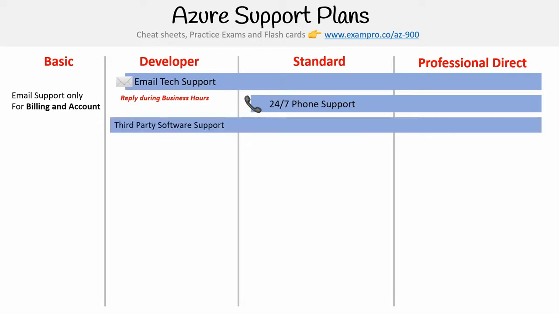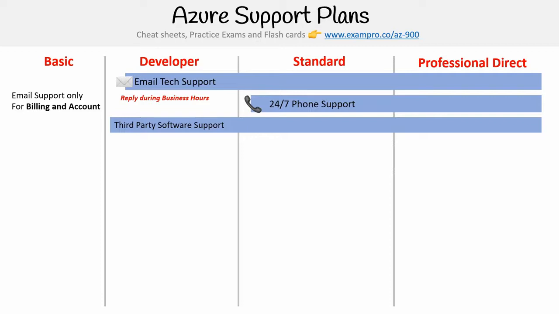Now for third-party support, if you are using technologies like Ruby on Rails, Spring, Django, those things aren't really part of Azure. They're third-party software that you're using to build your web application. And Azure is going to try to do their best effort to support you, even though it's not what they've built and that's not what they have to do, but they're going to do their best effort for Developer, Standard and Professional Direct. So that is an advantage for paying for support.